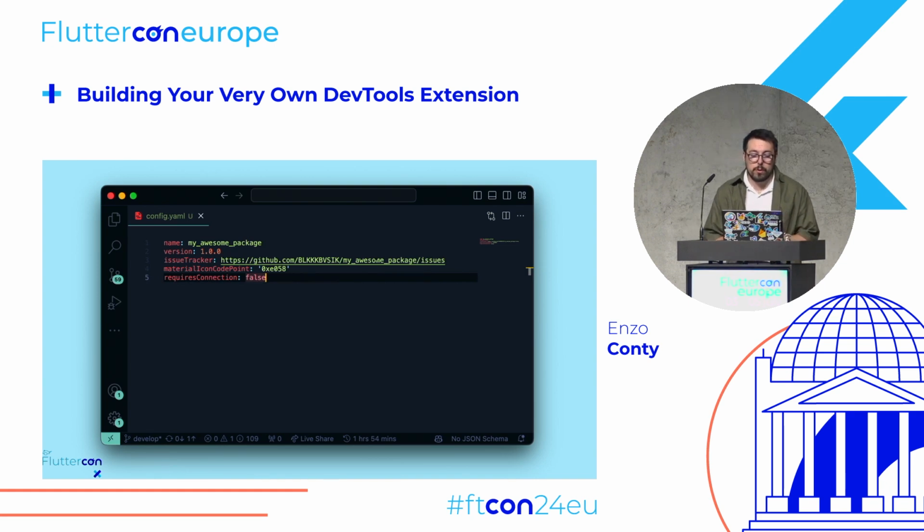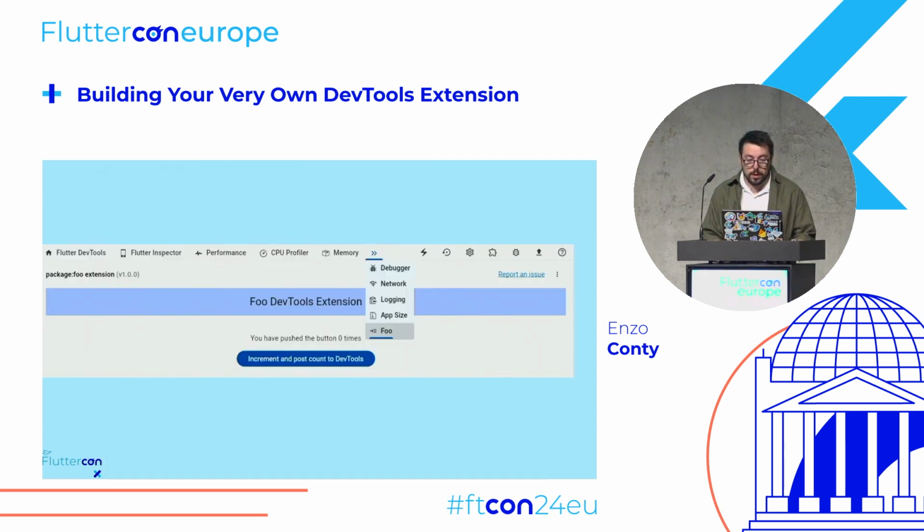You also have the requiresConnection field, which is the optional one, and it asks whether the DevTools extension will be connected to the application that you are debugging. Right now I put false, but you can definitely put true. All right. So as I said, for example, here you can see there is a DevTools extension called foo, and it has a little icon, and this is the icon that you can put before.